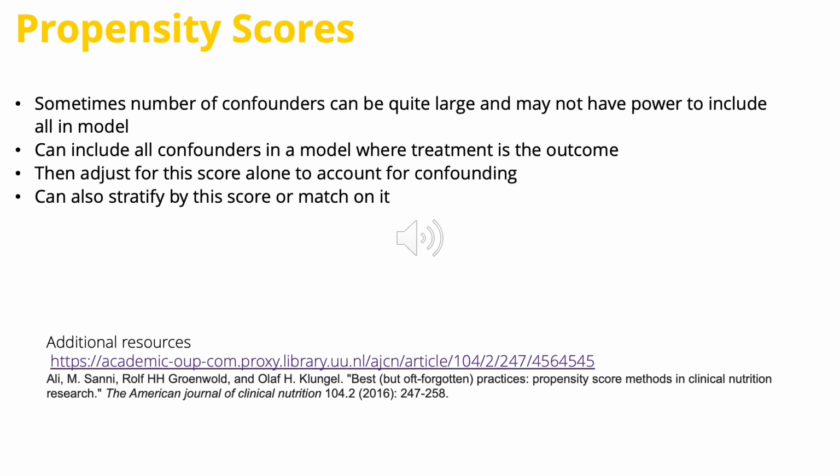So in that particular situation, we would look to calculate something like a propensity score, which includes all the confounders in a model that we want to adjust for in a particular score. And then we just adjust for this score in our model. We can also stratify by the score or match on it. That's another technique that you'll see a lot in pharmacoepi studies. But just know that propensity scores are another way to adjust for a large number of confounders when you're looking at the association between a medication and a particular outcome.